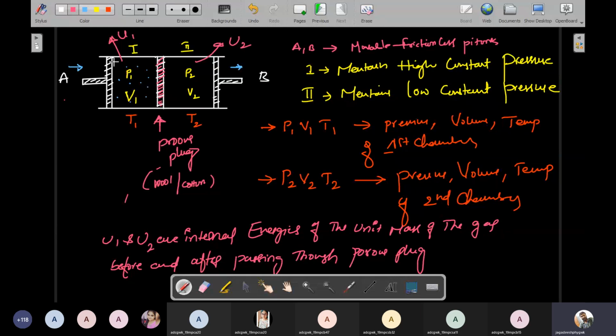Whenever a gas passes from higher constant pressure to lower constant pressure, definitely its temperature will change. If the temperature changes, it is an adiabatic process, and the enthalpy of the system remains constant. Now I want to find out how much work is done to move this piston A, and how much work is done to pull piston B.